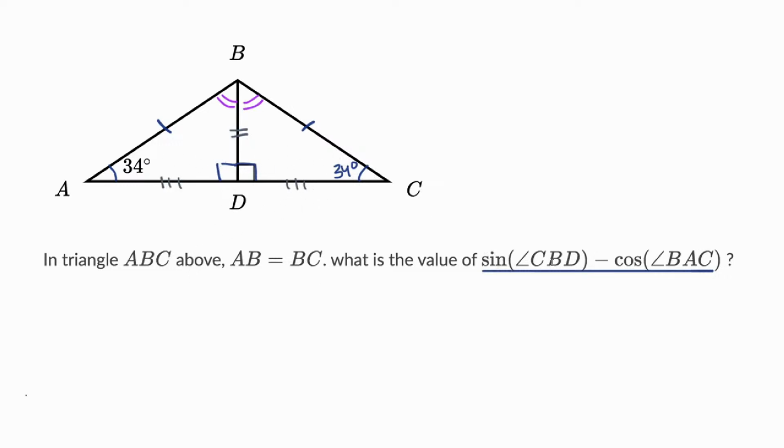Now, based on all that, let's address the elephant in the room, so to speak. Let's see if we can figure out this expression. So now let's think about sine of angle CBD. CBD, we're talking about this angle right over here. The sine is opposite over hypotenuse.